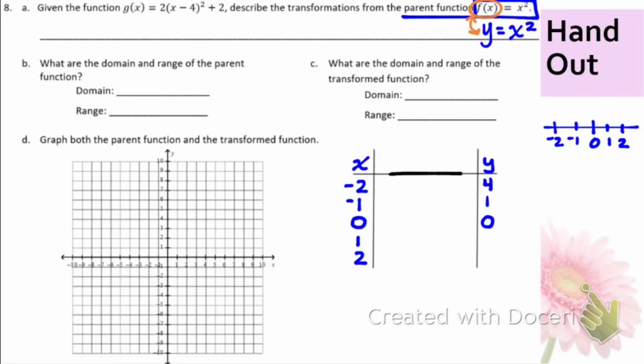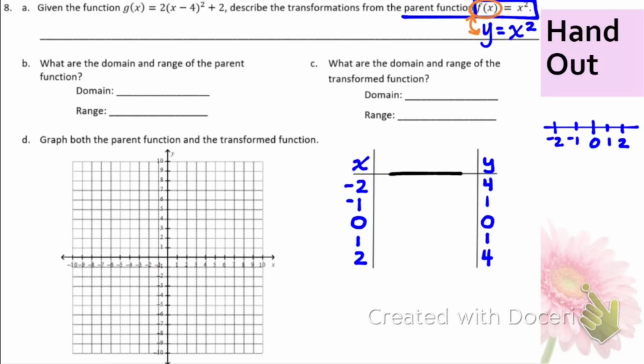Here's my vertex. What's going to happen on the other side of my vertex? They're going to repeat themselves. If I take 1 and square it, I get 1. If I take 2 and square it, I get what? 4. Yesterday we talked about how that axis of symmetry that runs right through my vertex reflects on either side of my vertex. Do you guys see that happening? That will always happen with parabolas.